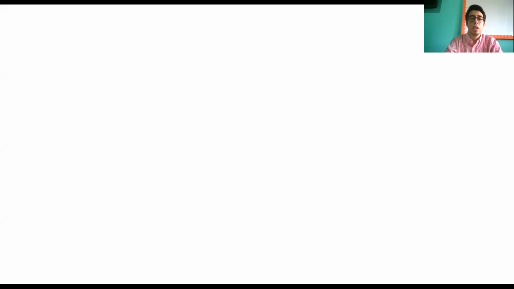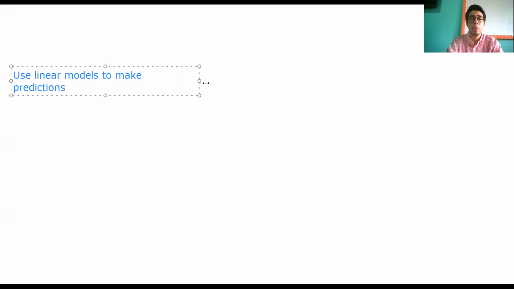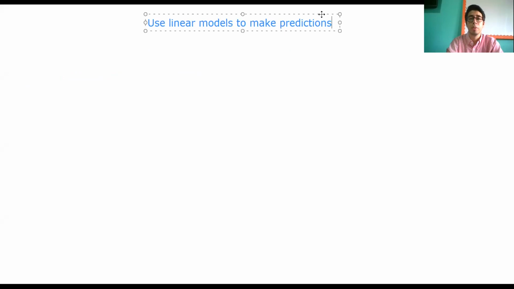Okay, the topic for today is to use linear models to make predictions. I'm going to place it on the top of the page so you can see it better.